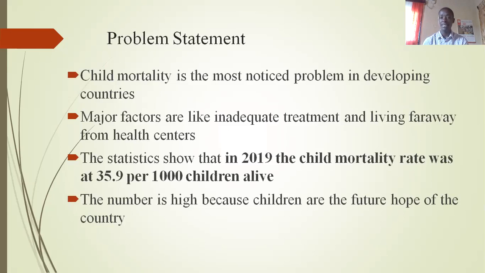Another section, which is the second, is about the problem statement. Child mortality has been noticed as the biggest problem in developing countries like Rwanda, and major factors of that problem are inadequate treatment, living far away from health centers, as well as malnutrition. The statistics show that in 2019, the child mortality rate in Rwanda was 35.9 per 1,000 children alive, which means that number is very high, because here in Rwanda we take children as the future hope of the country. So that's why we need to minimize that rate. Let's move to the third section of this presentation.